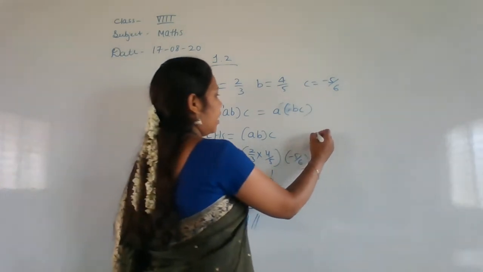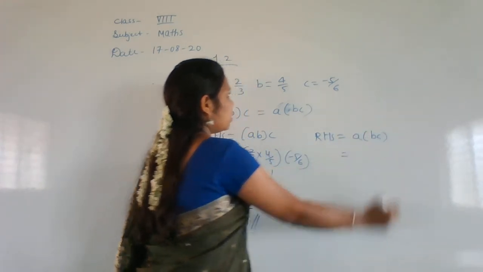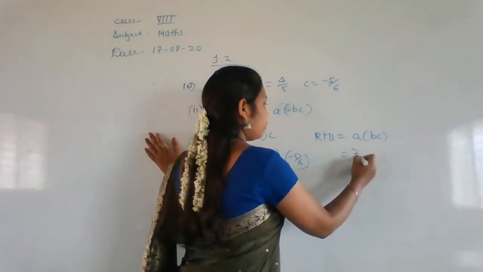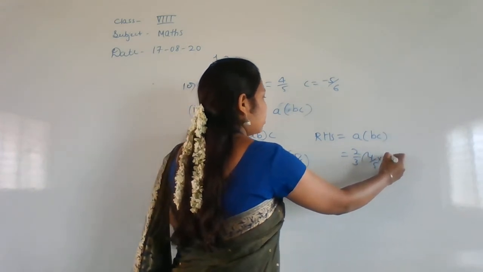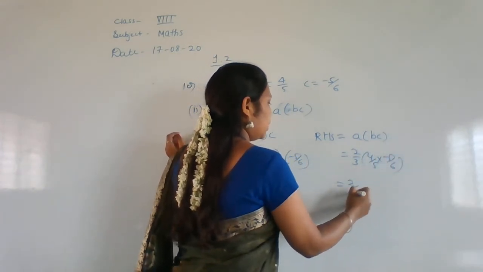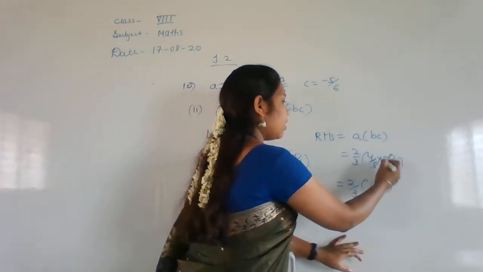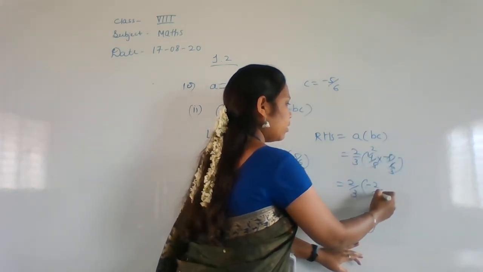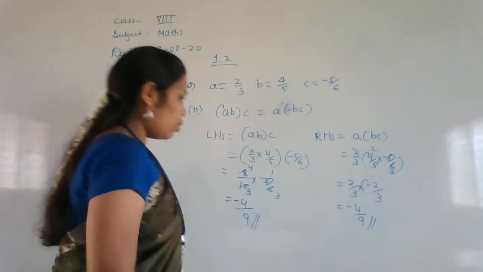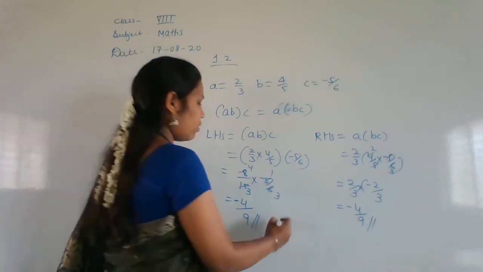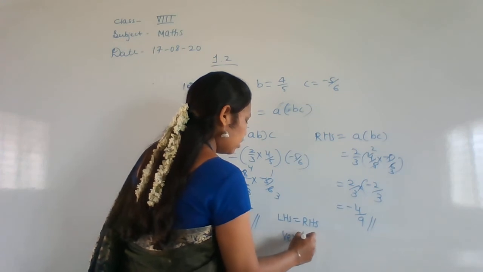So next, do the RHS value, that is A into B into C. A is 2 by 3 and B is 4 by 5 minus 5 by 6, that is 2 by 3. Here 5 we can cancel, right? So next 2 3s are, 2 2s are, that is minus 2 by 3 only. So multiply: minus 4 by 9. Right? So minus 4 by 9, minus 4 by 9. What is the value here? LHS is equal to RHS, and then write verified.